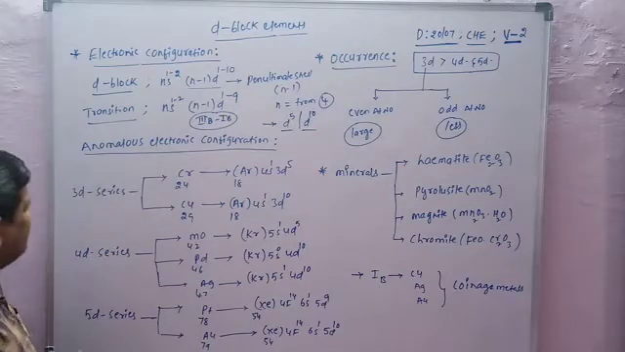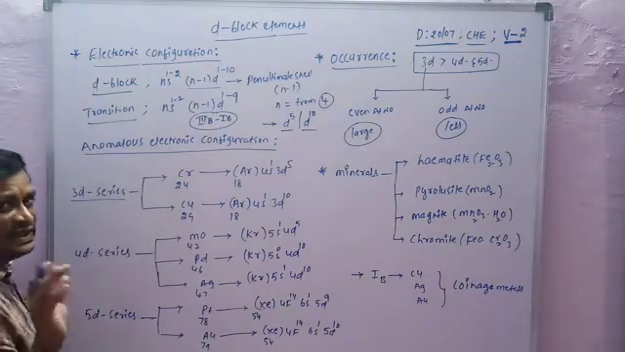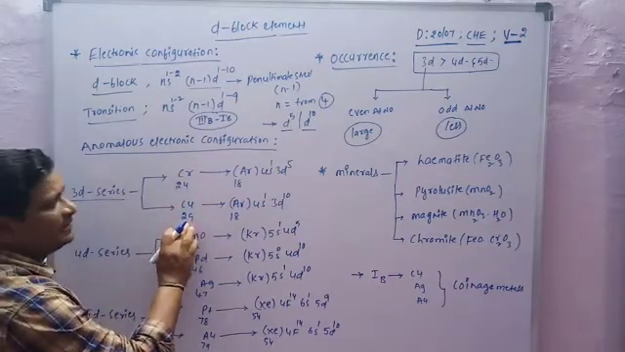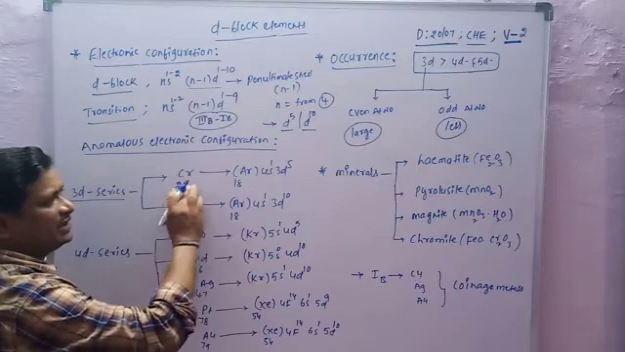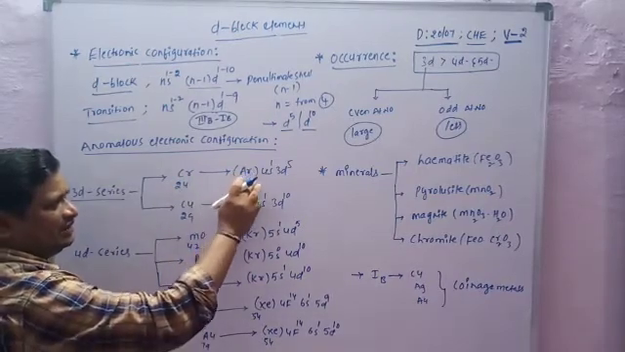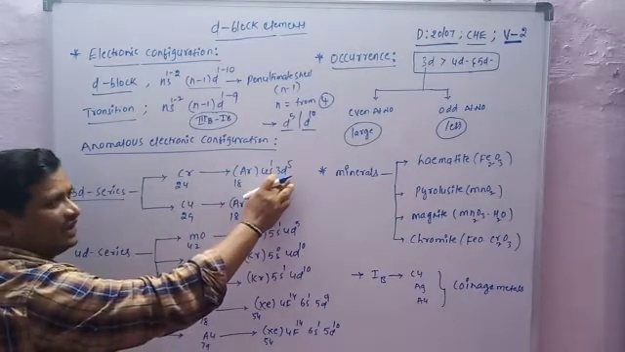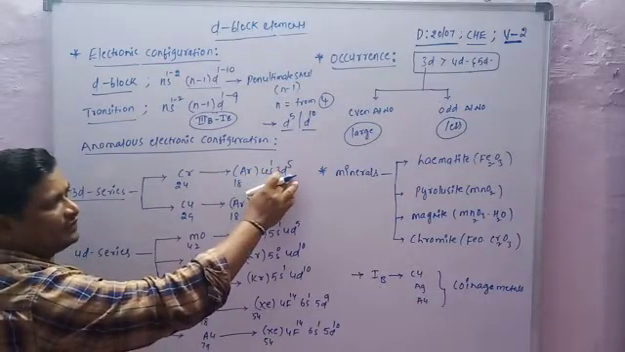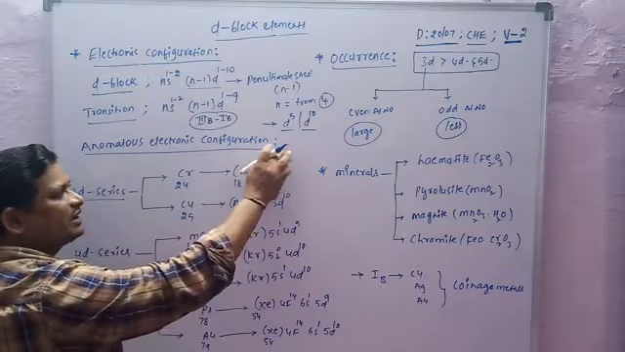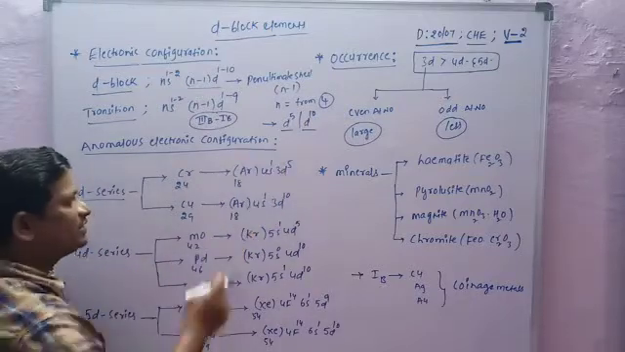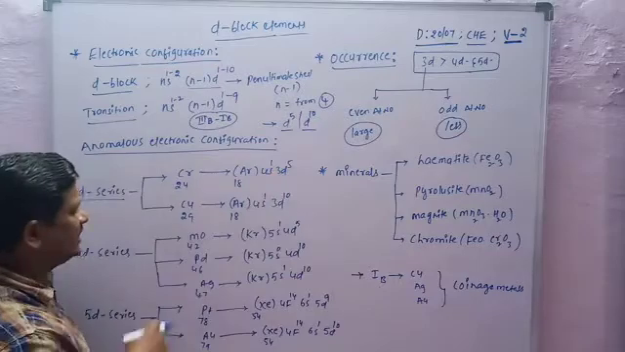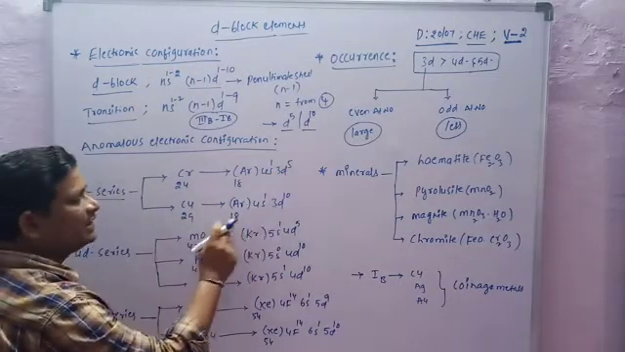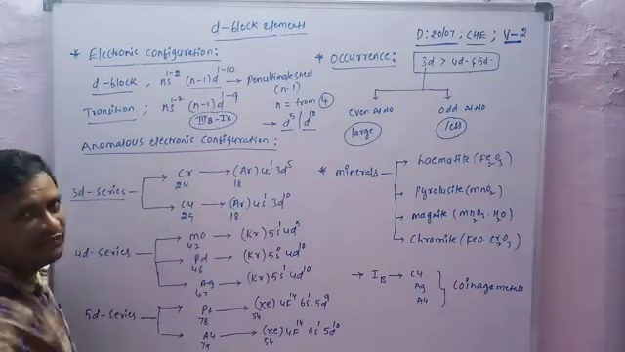The elements in the 3d series are chromium 24 and copper 29. Chromium 24 electronic configuration is argon 18, 4s1 3d5. Actually it would be 4s2 3d4, but for stability one electron transitions from s to d. So then it is half-filled and stable. Same as copper 29: argon 18, 4s1 3d10, 18 plus 1 is 19, plus 10 is 29.